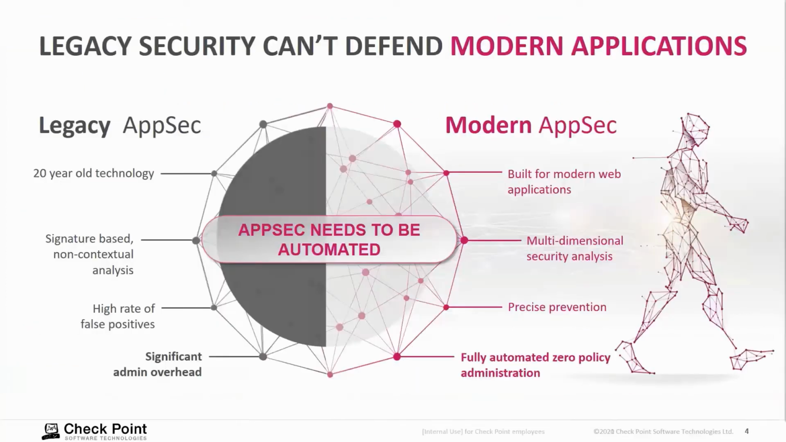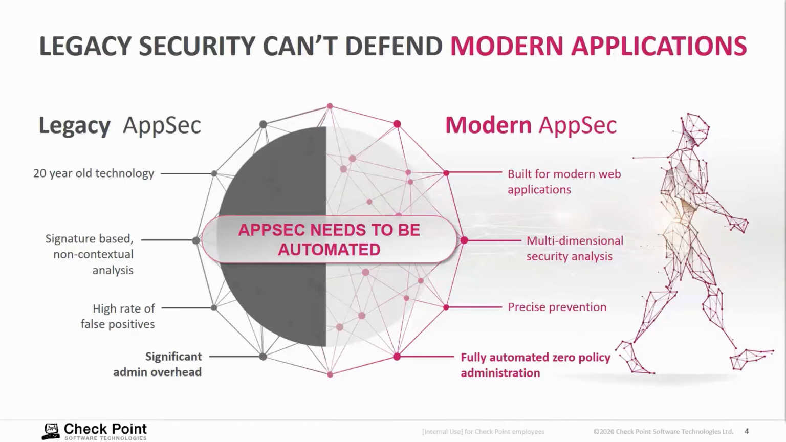If you've tried to protect your applications or your APIs with traditional application security products, you're already aware that most of them are signature-based. They don't provide contextual analysis for the way the application might work, and typically they generate a very high rate of false positives. This leads to a lot of administrative overhead for managing the security protection for your environment.